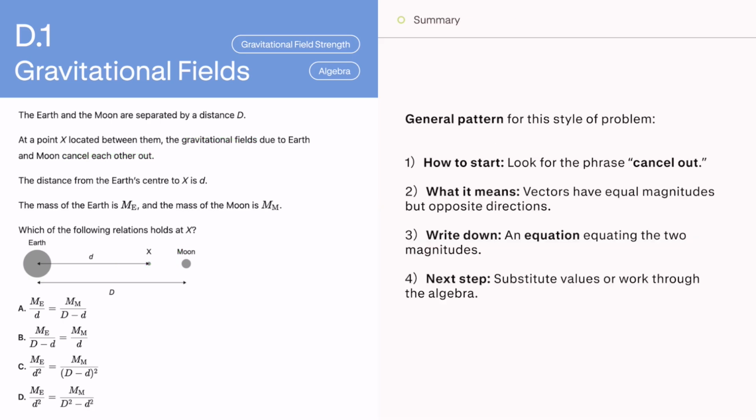Let's summarize the general pattern for this kind of question. Once you see the phrase cancel out, you should ring a bell and know the vectors in the problem have equal magnitudes but opposite direction. Then you can write down an equation like what we did for this question. Afterwards, just plug in numbers or do the algebra. Remember, this technique applies to all the topics.